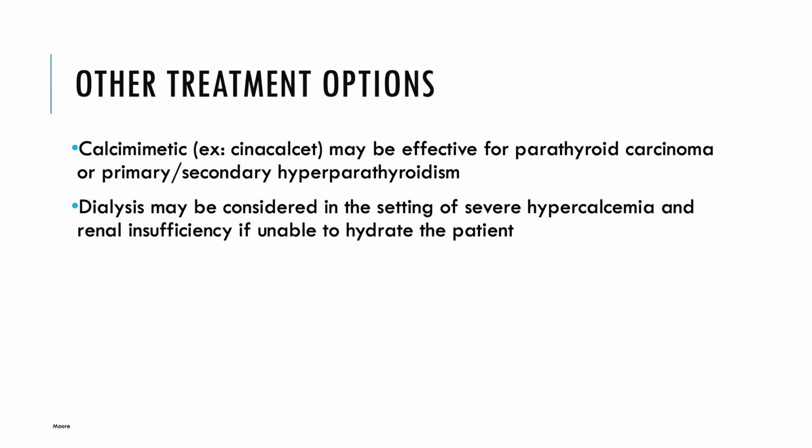Here are the final couple treatment options I'm going to discuss today. The first one is a calcimimetic, such as cinacalcet. These could be effective for parathyroid carcinoma or primary or secondary hyperparathyroidism. And then we also have the option of dialysis. This could be considered in the setting of very severe hypercalcemia and renal insufficiency if we're unable to hydrate the patient.